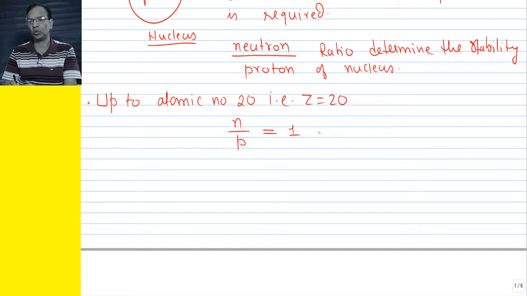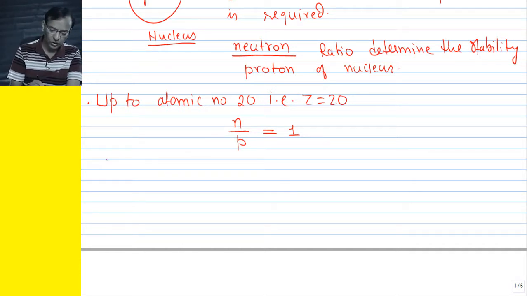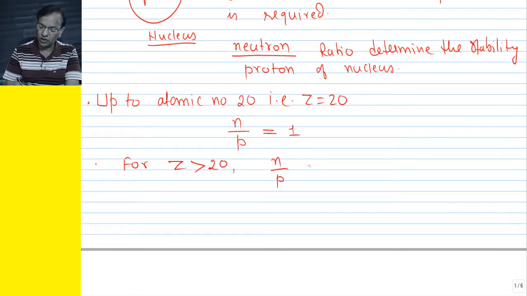But as the number of protons increases above 20, that is, if the atomic number is greater than 20, then more neutrons are required to compensate the strong electrostatic repulsion between a large number of protons in a small nuclear volume. So for Z greater than 20, the N by P ratio required for stability is greater than 1.